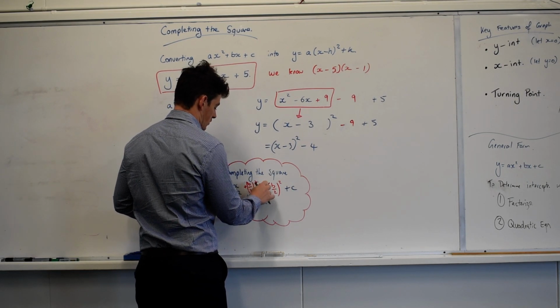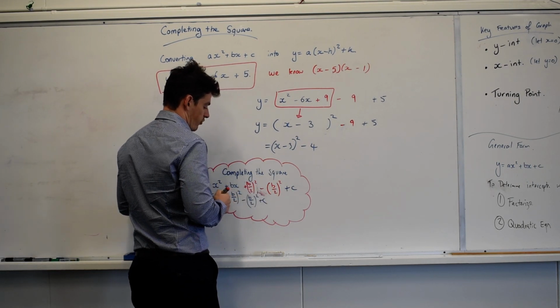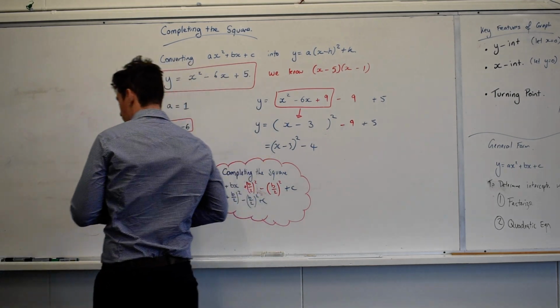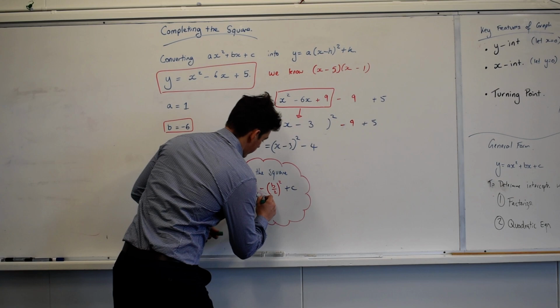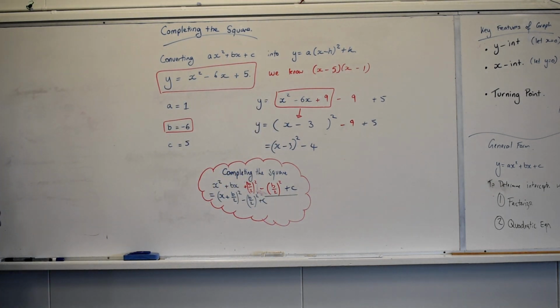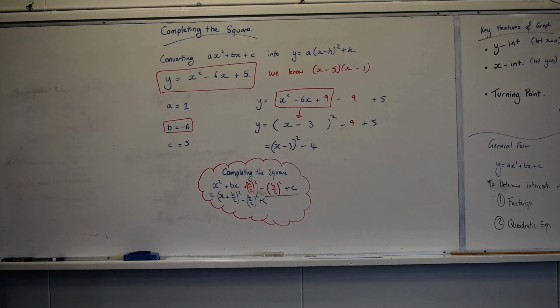I then treat these parts separately. No, I don't want to do that. That looks awful. I treat this part here separately. Where's my green pen? I treat this part separately, and I treat the first part separately, and I'm left with the bottom line, which is in turning point form. Are we happy with that? Does that make a bit of sense?